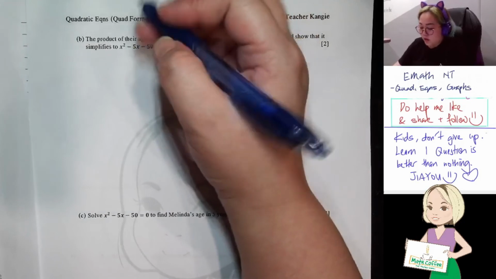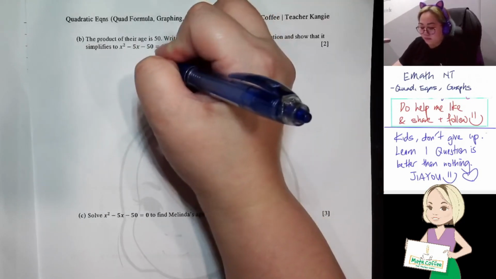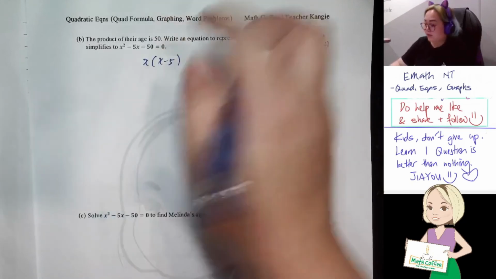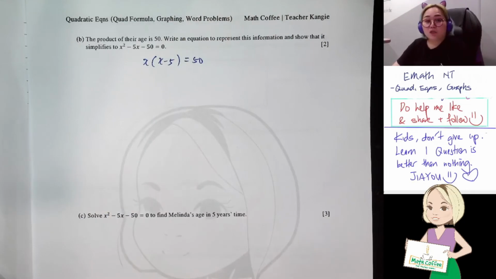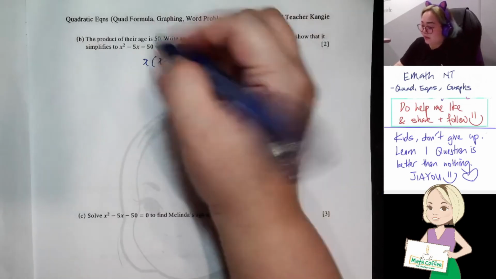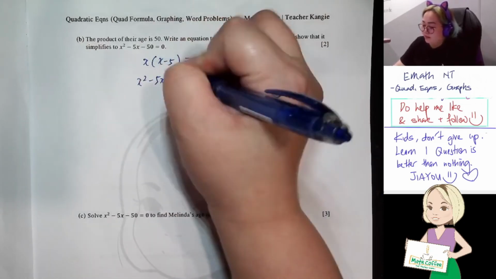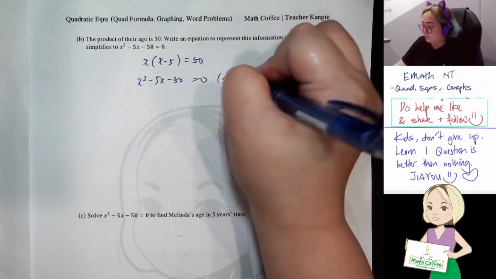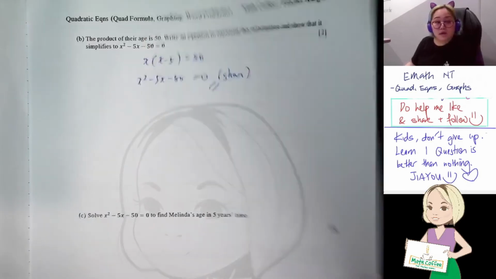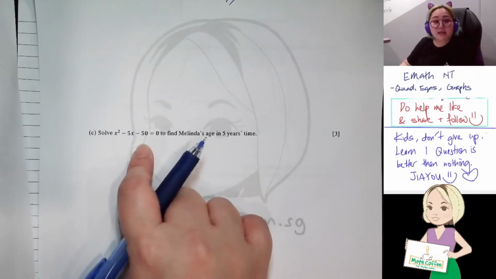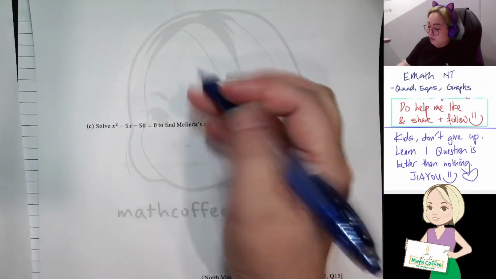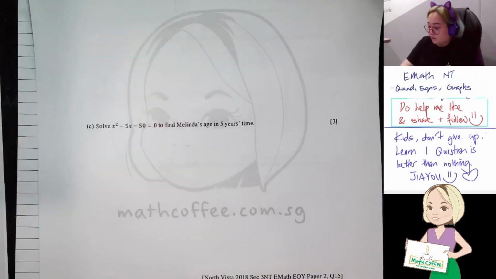So just now, Melinda is X, Karen is X minus 5. So the product of their ages equals 50. So I already formed the equation. All you need to do is expand and then bring everything to the left hand side. So x squared minus 5x minus 50 equals 0. See, exactly the same. So you will say shown. Now they ask you to solve the equation and at the same time also find Melinda's age in 5 years time. So over here I will solve the equation.